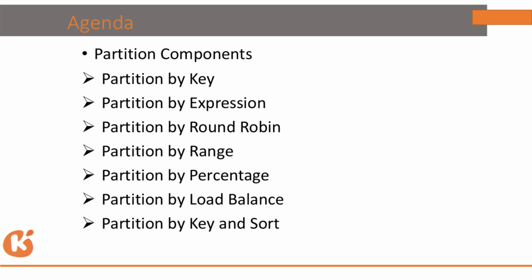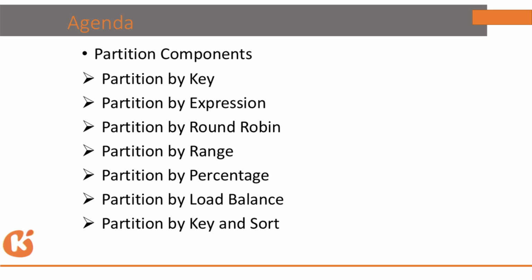If you want to equally distribute the data among different partitions, you can go with partition by round robin. If you need the data split up to a particular key value, you can go with partition by range. If you want, without equal distribution, 3 records to the first partition, 5 records to the second, and 6 records to the remaining partition, then you can go with partition by percentage. And based on the load on the different CPUs, if you want to segregate the data, you can go with the partition by load balance component.